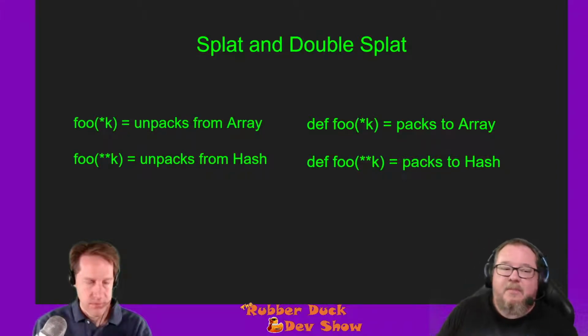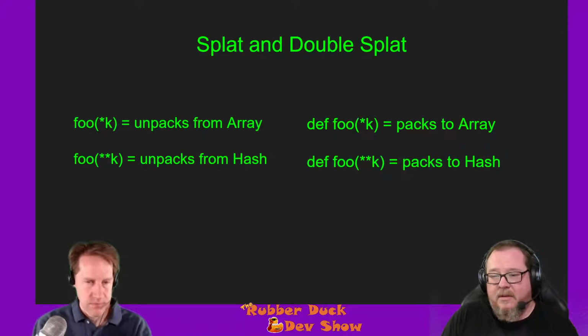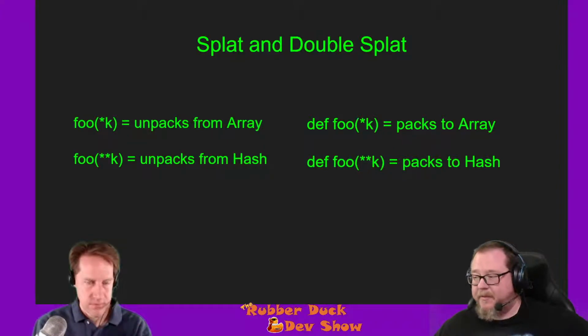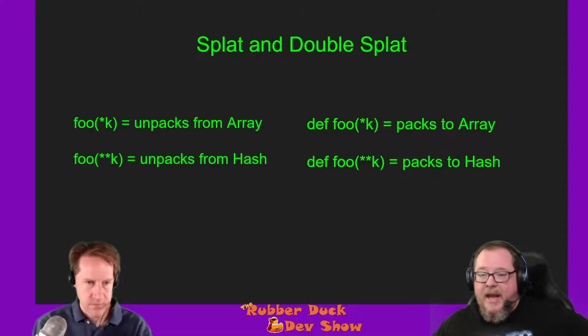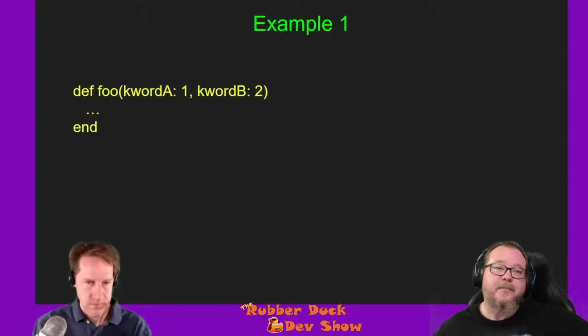So the splat either unpacks or packs to or from an array, and the double splat unpacks or packs to or from a hash. So all it is telling Ruby is, hey, this is a hash, you want to unpack that when I pass it in, or hey, this is going to be a hash, so pack it up as such and then treat it as a hash. That's basically what we're talking about here.